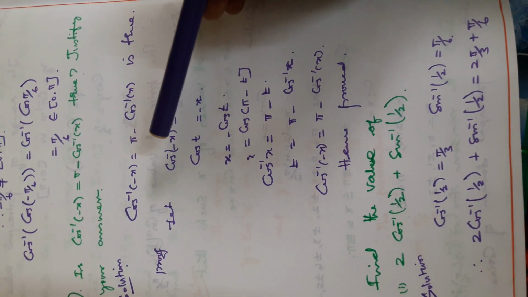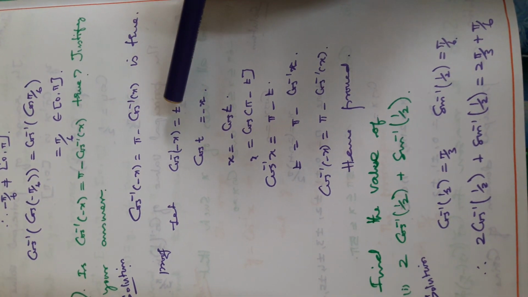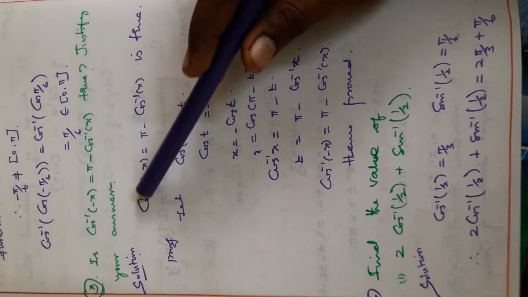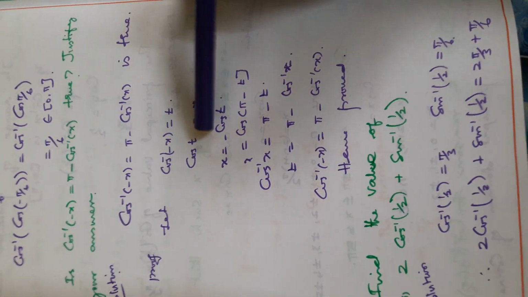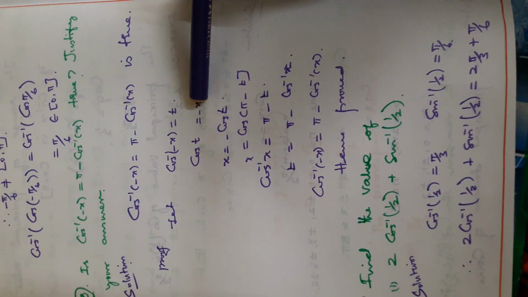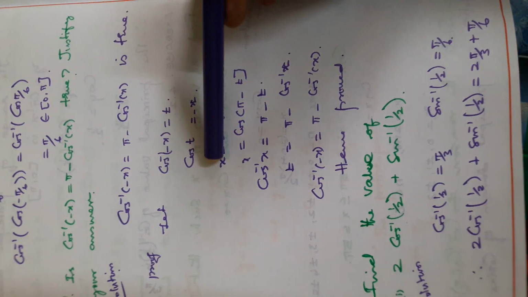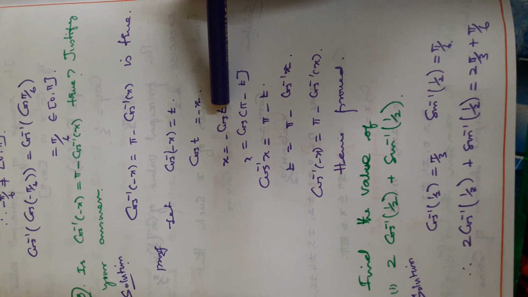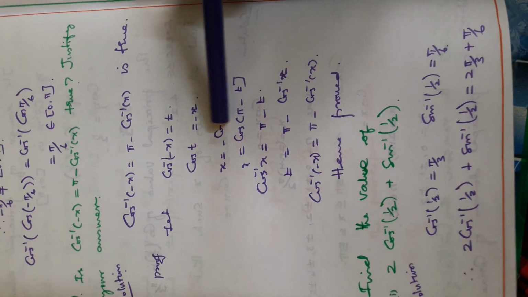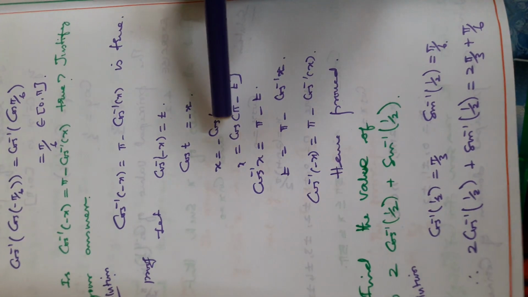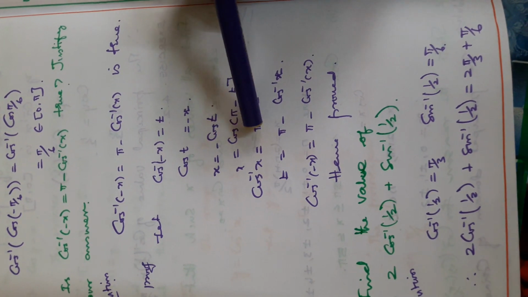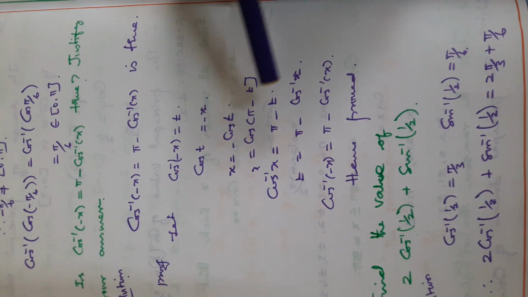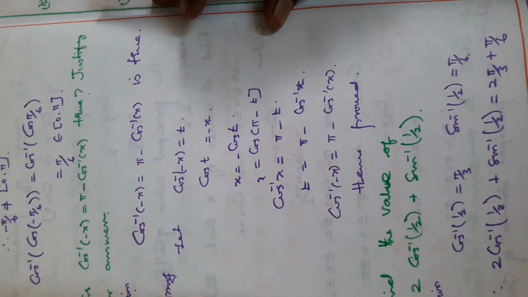How to prove? Let cos inverse of minus x equal to t. I am taking the left side value as t. So the cos inverse will come here. It becomes cos t equal to minus x. Change the minus: x equal to minus cos t. So minus cos t can be replaced by cos of pi minus t. So that is cos inverse of x equal to pi minus t.